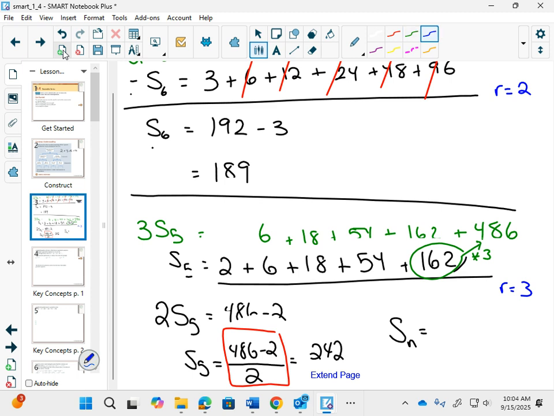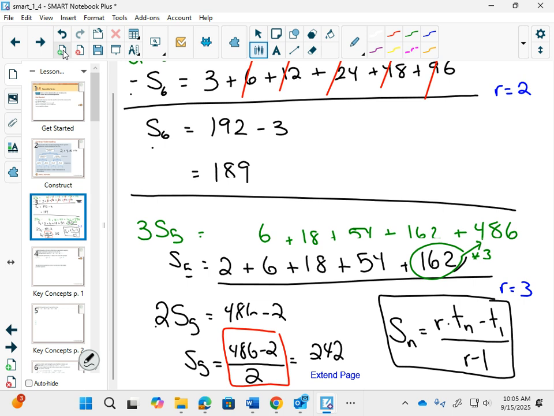So I'm going to take R times my last term. I then subtracted the 2. The 2 was my first term. And I had to divide. When R was 2, I didn't have to divide. But when R was 3, I had to divide by 2. If R was 5, you'd do a 5 up here. You'd have to divide by 4, so it's going to be over R minus 1.